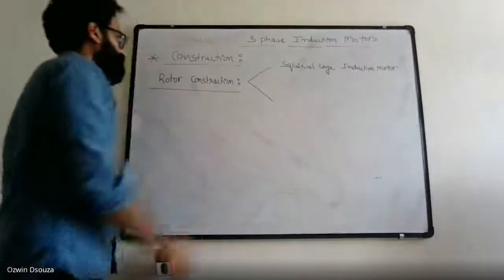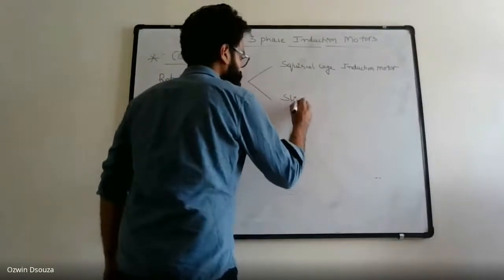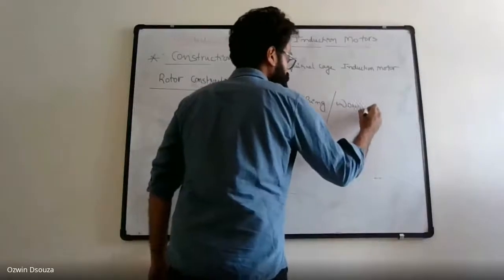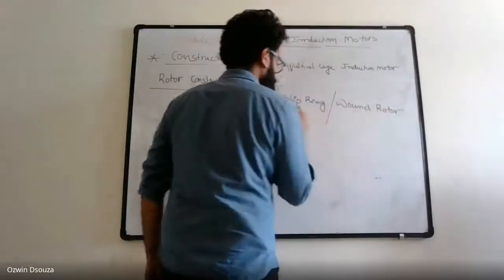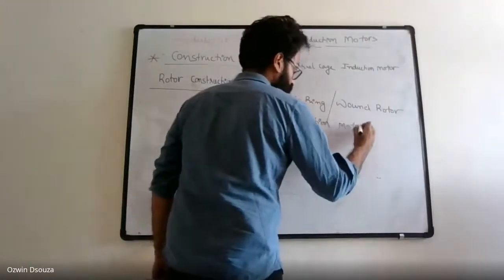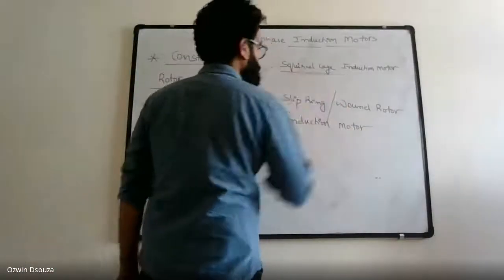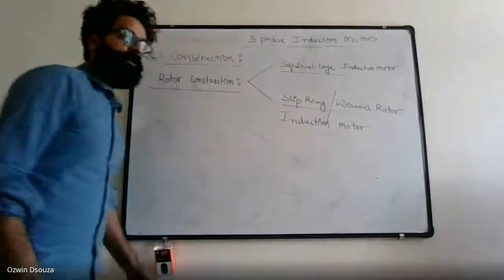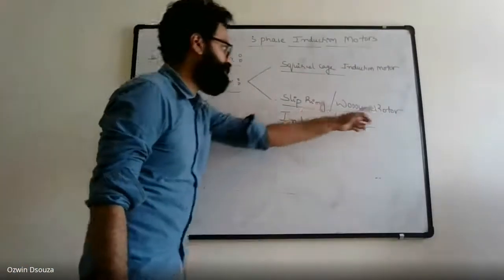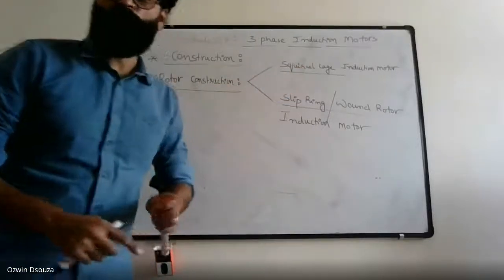And the second type of induction motor is slip ring, sometimes also called wound rotor induction motor. So you can have two types of rotors, squirrel cage rotor and slip ring rotor. Accordingly, the induction motors are called squirrel cage induction motor and slip ring induction motor. First, let us consider the construction of the squirrel cage rotor.